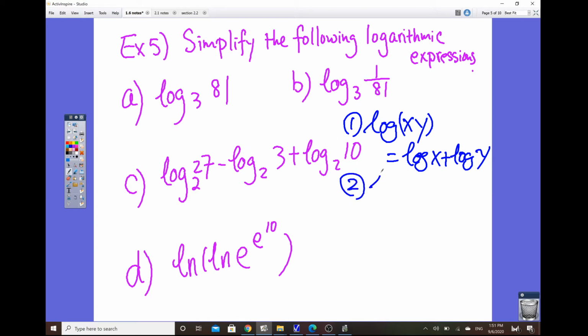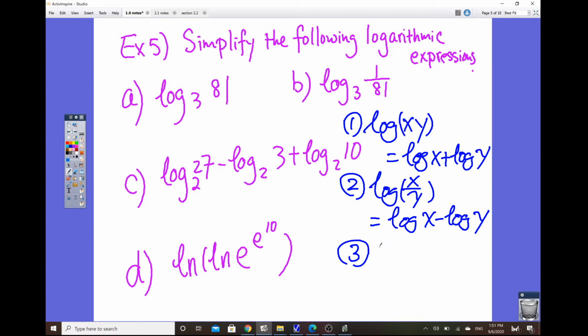And here's another property. Let's say x and y are a quotient. The way that we expand it is log of x minus log of y. This one is called quotient to difference. And then here's another one. Let's say we have a power r. Anytime I see a power with the log or the natural log, you can always bring that power to the front. So we have r times log of x.